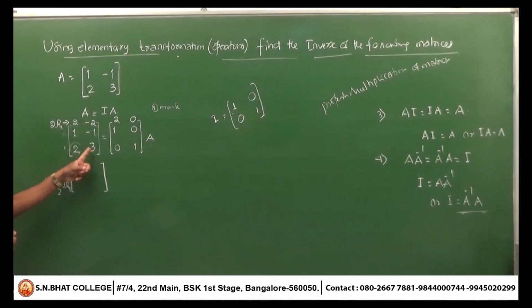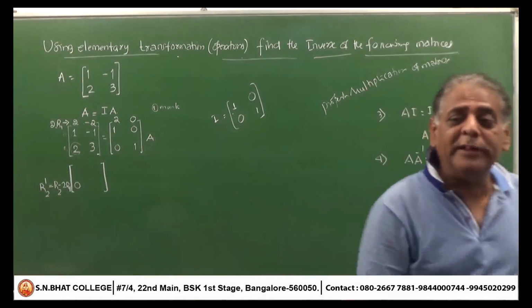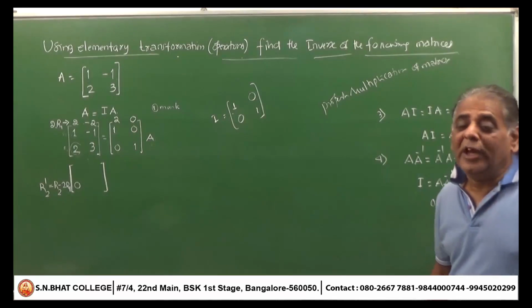To make this element 0, I have to do an operation on R2. R2 dash is R2 minus 2R1, because R2 is 2, minus 2R1 is 2. In between the sign is minus. 2 minus 2 becomes 0 here. R2 dash, the new second row, is R2 minus 2R1, which I have calculated. If you have any doubt, please ask me.